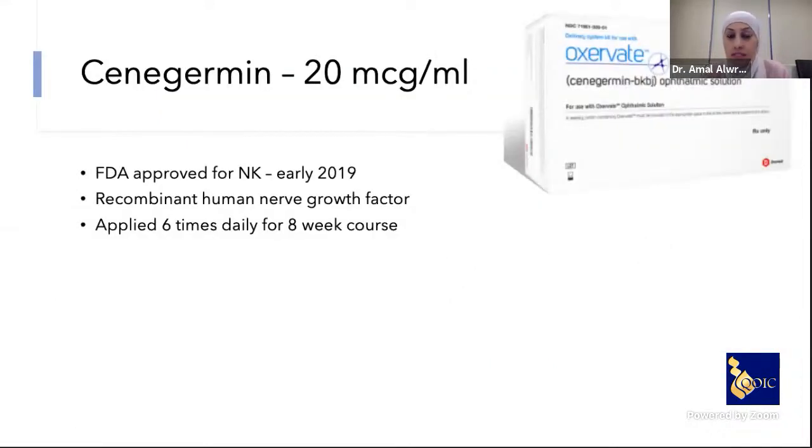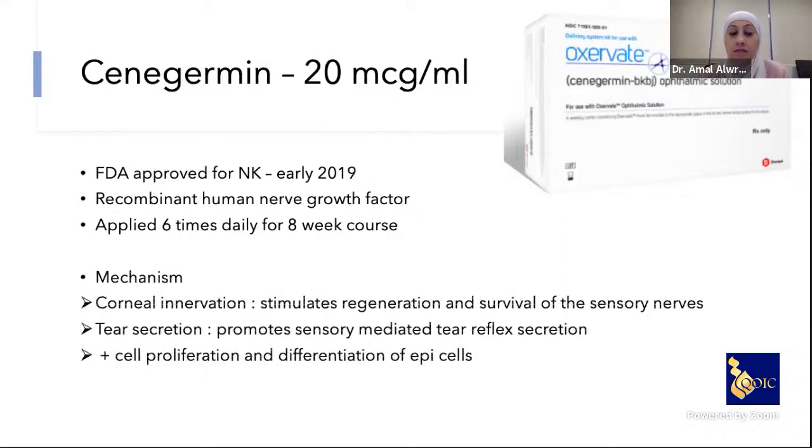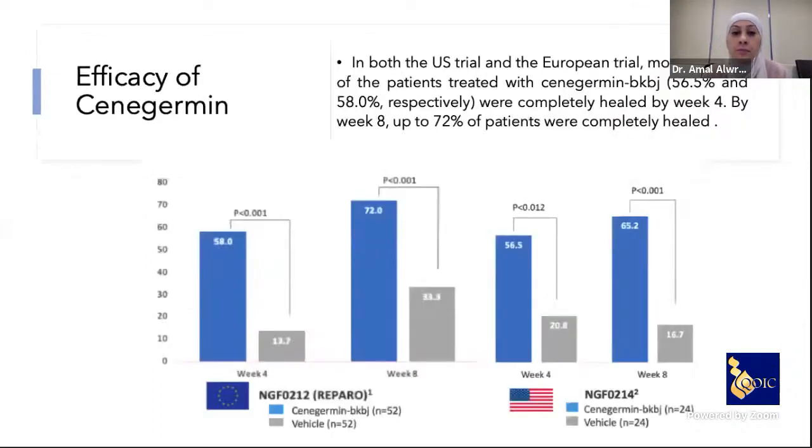A few words about the regimen. It is not available in my region, but there is a lot of talk about it. It is the first recombinant human nerve growth factor, applied 6 times daily for a 6 to 8 weeks course. And the mechanism is the corneal innervation. It stimulates the regeneration and the survival of the sensory nerves.